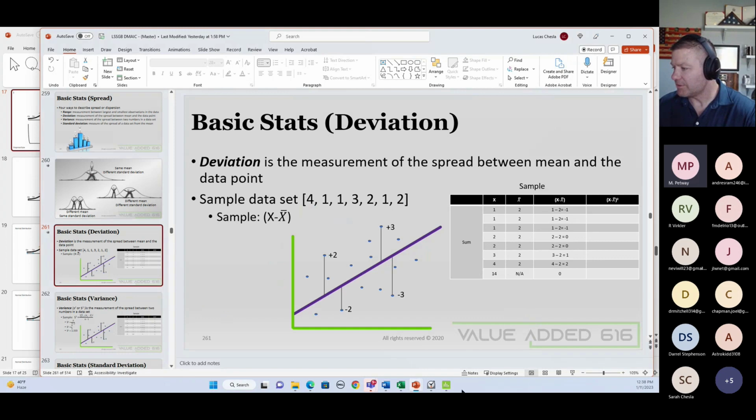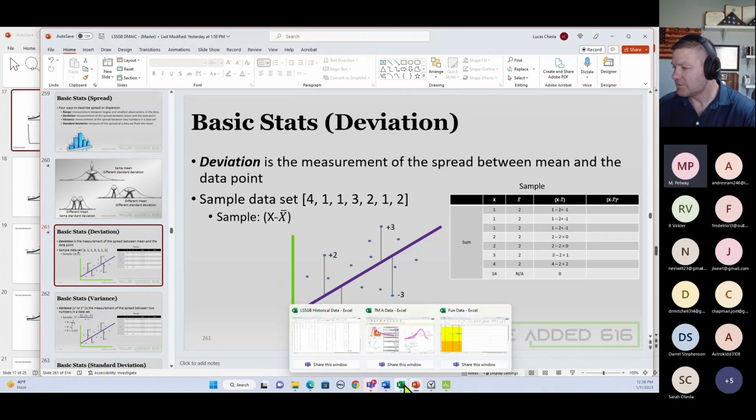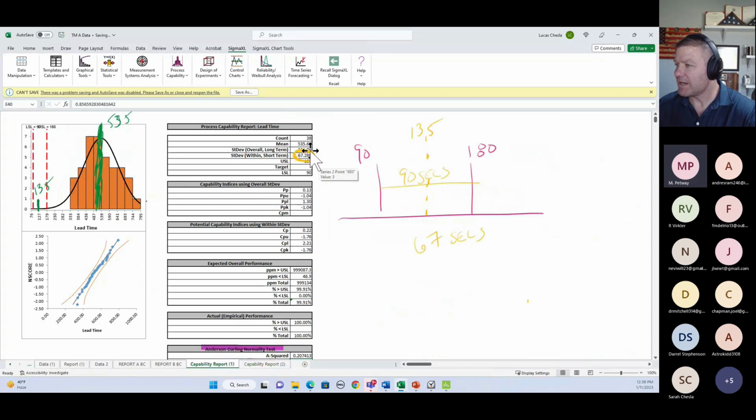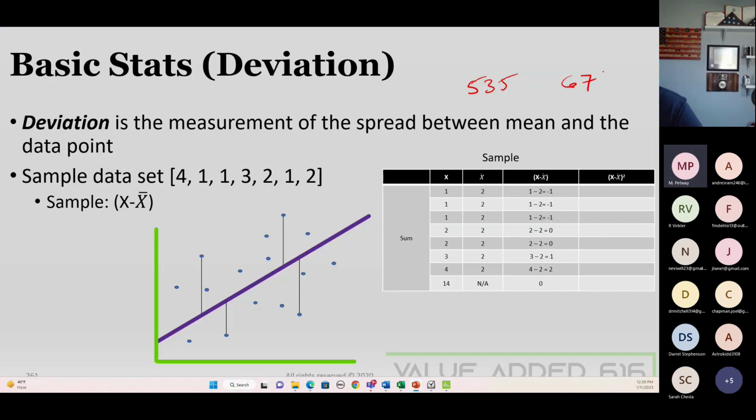I'll use a number closer. Let's pick on A. A's is 535 and then 67. So the numbers I'm going to use for math in public are 500 and, rounding up, 70.